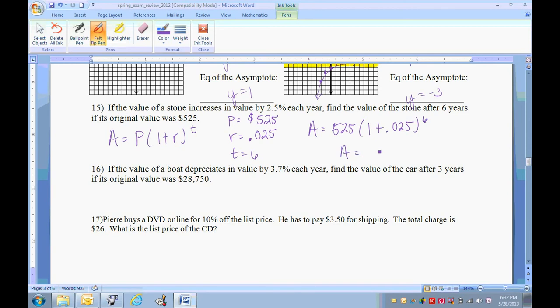And when you enter that in your calculator, you end up with $608.84. Okay, on number 16, it's the same thing, except this time we're using the exponential decay formula because it depreciates.